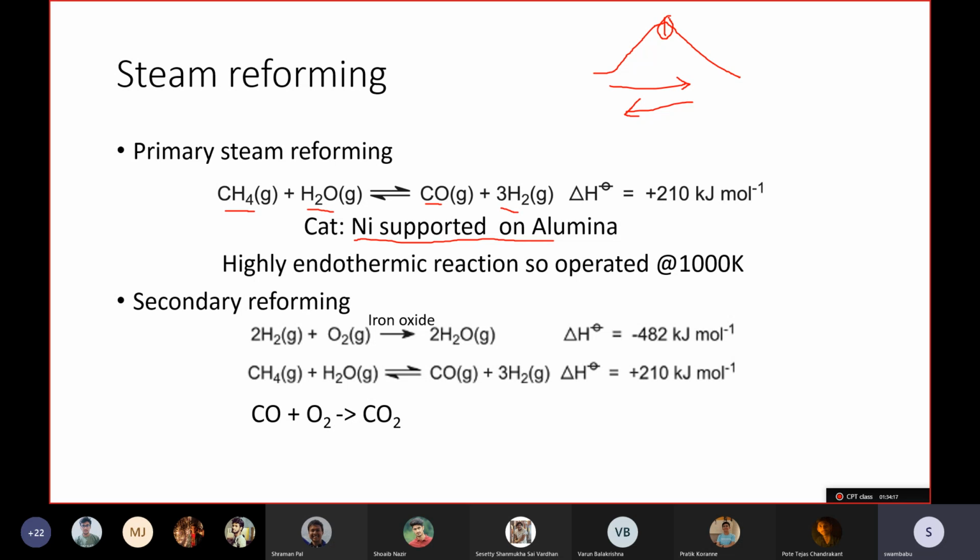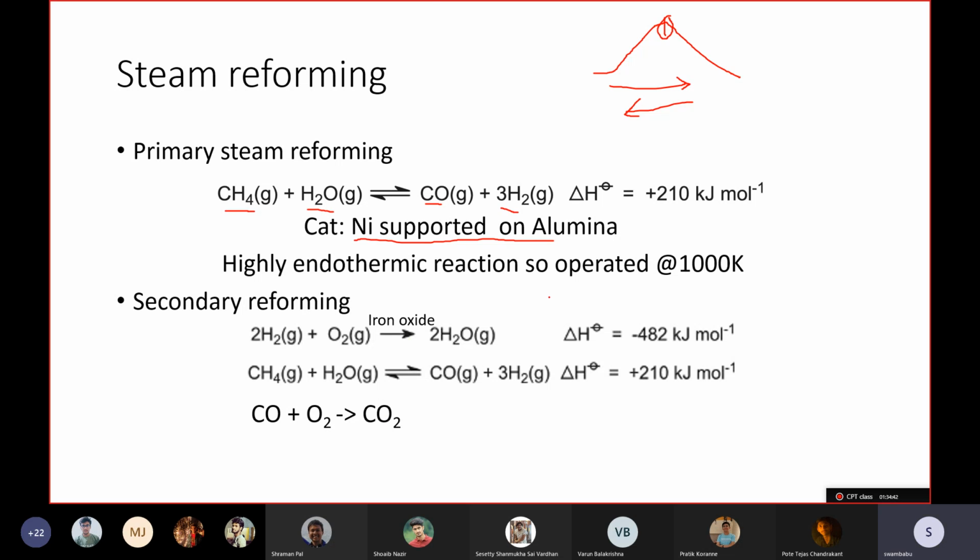That's why we did the kinetic study. Only those peak temperatures were taken. So why do we operate catalytic reactions at high temperature? To maintain the activity of the catalyst. The activity of the catalyst is higher at high temperature. That is the final reason for operating catalytic reactors at high temperature.